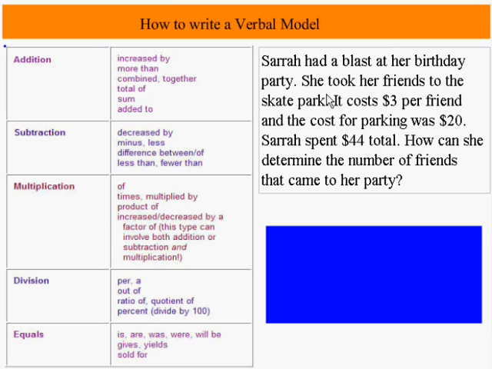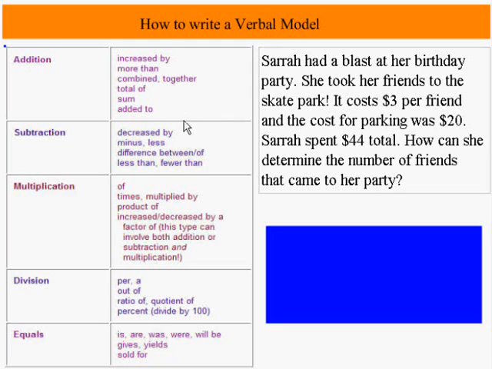Sarah had a blast at her birthday party. She took her friends to the skate park. It cost $3 per friend, and the cost for parking was $20. Sarah spent $44 total. How can she determine the number of friends that came to her party?